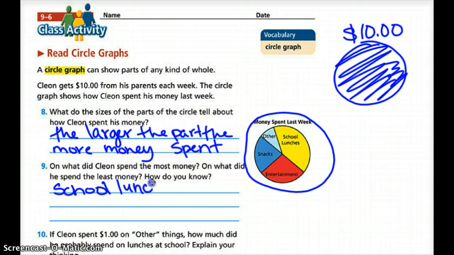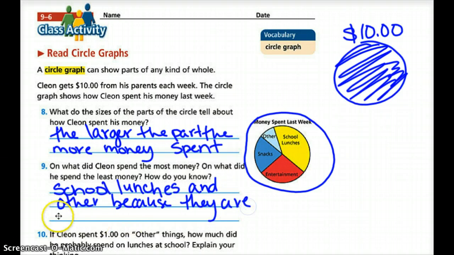And what did he spend the least money on? So least money would be the smallest part. So that looks like it would be other. Because they are the largest and smallest pieces.